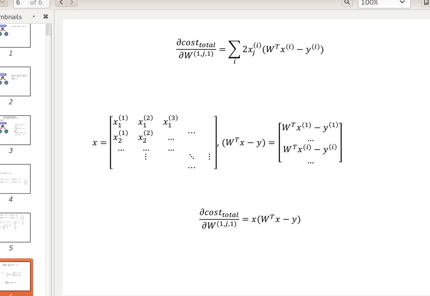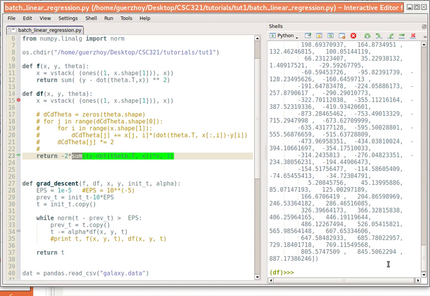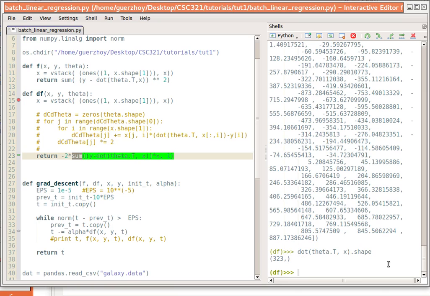Now, in fact, you can compute it for all the test cases by just computing w transpose times x minus y, and the times here is the matrix product. So what you get, if you compute it, again, we did it, but just to emphasize the point, is a 323-dimensional vector. So you get the output for all the training cases.